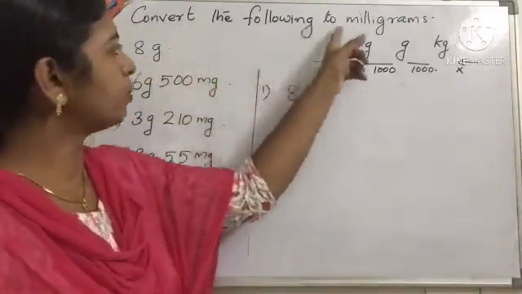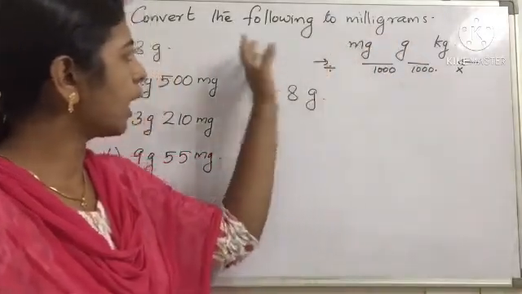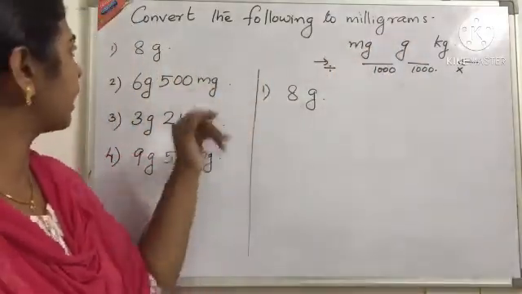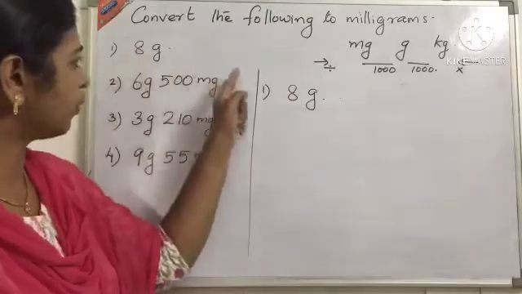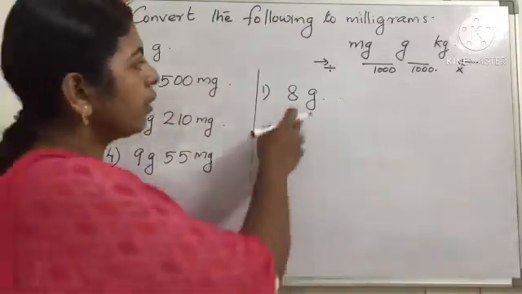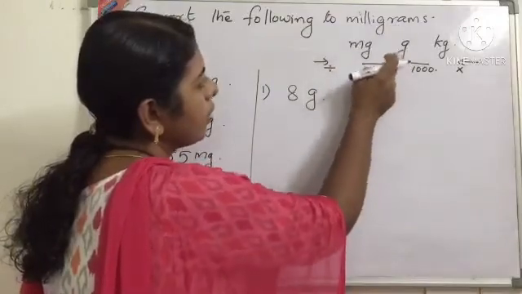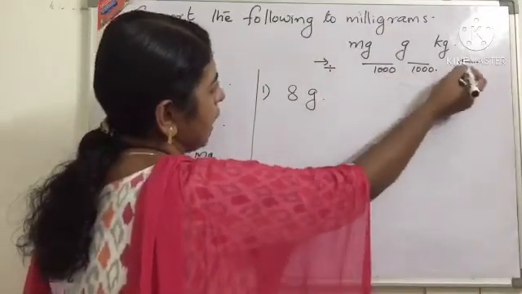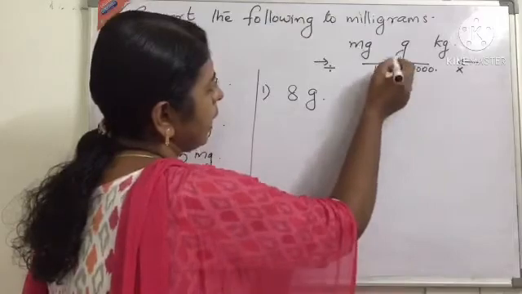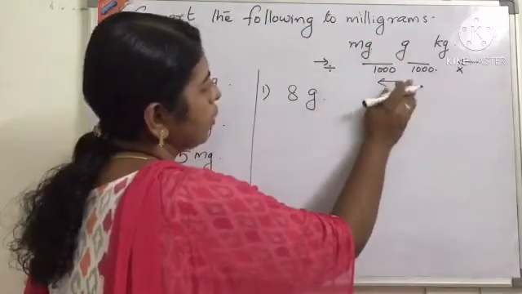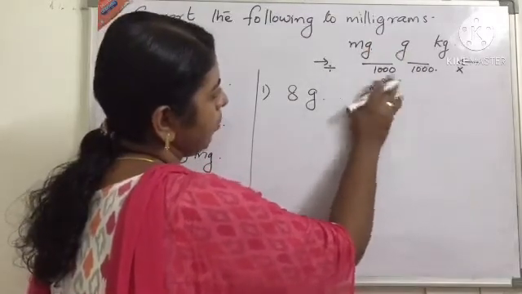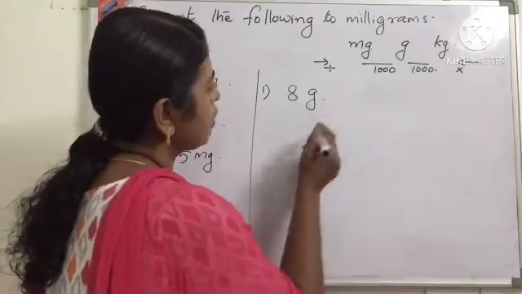The next set of questions. Convert the following to milligram. We want to convert these into milligram. The first question is 8 gram. We want to convert this 8 gram to milligram. Gram to milligram, it's the direction. So what to do? Multiplication. Multiplication with which number? 1000.